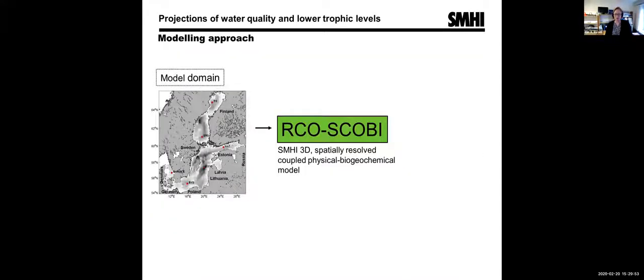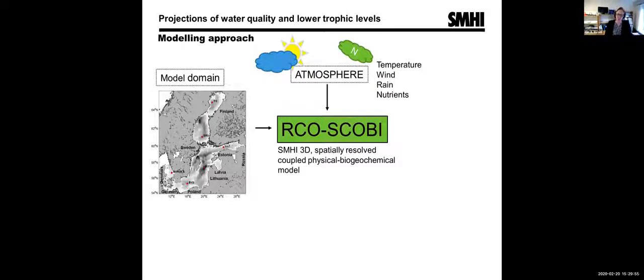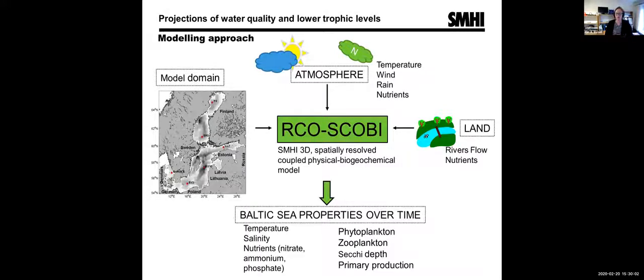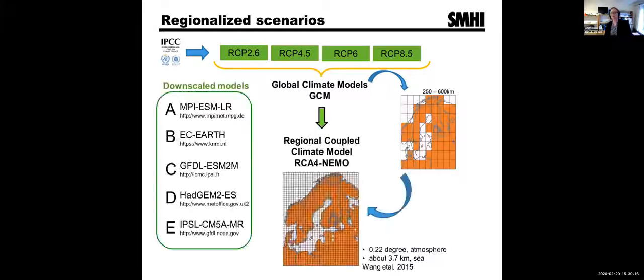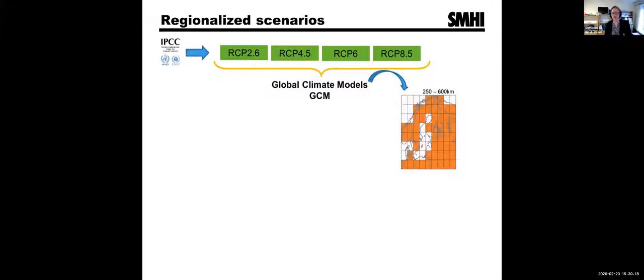We have our RCO-Scobi model, which needs atmospheric forcing, and the river flow and river loads. Then we can get out our output values. From the IPCC, we have 4 different RCPs, and they are used in the global climate models, which have a coarse grid, which you can see in the figure to the right here. I hope you can see it at least now.